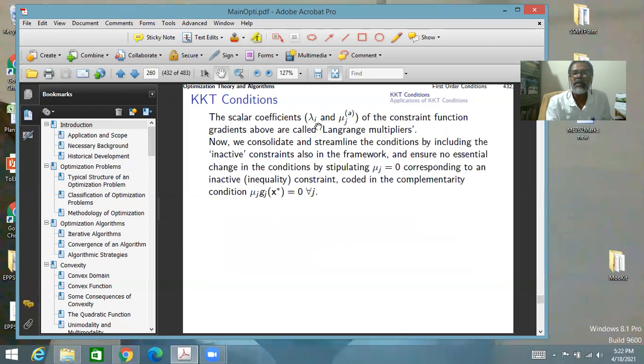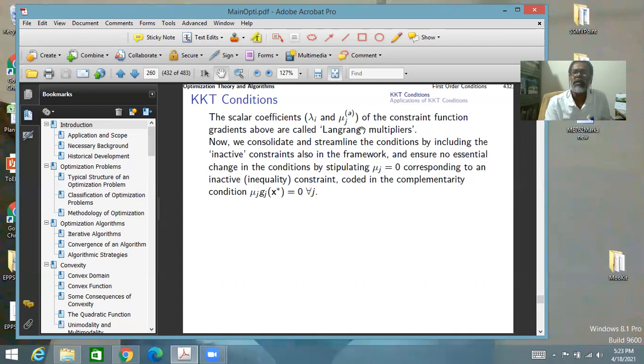These scalar coefficients, lambdas and mu's, that we encounter here, are called Lagrange multipliers. Now, whatever we have done till now, we streamline and consolidate to get to the conditions. How do we streamline? We do not like writing A here all the time. And if we consider a different point, then which ones are active and which ones are inactive, we don't want to get into that headache.